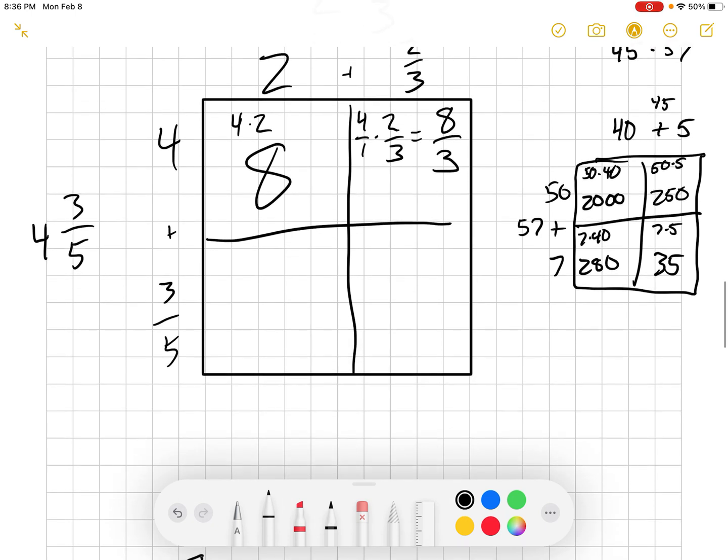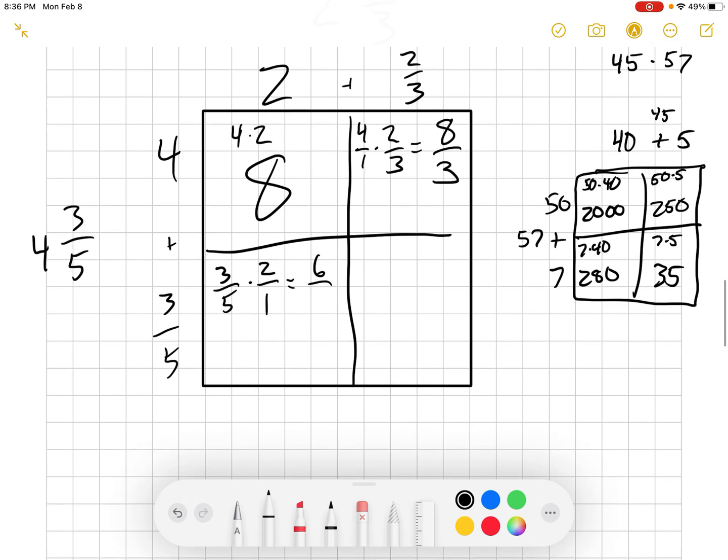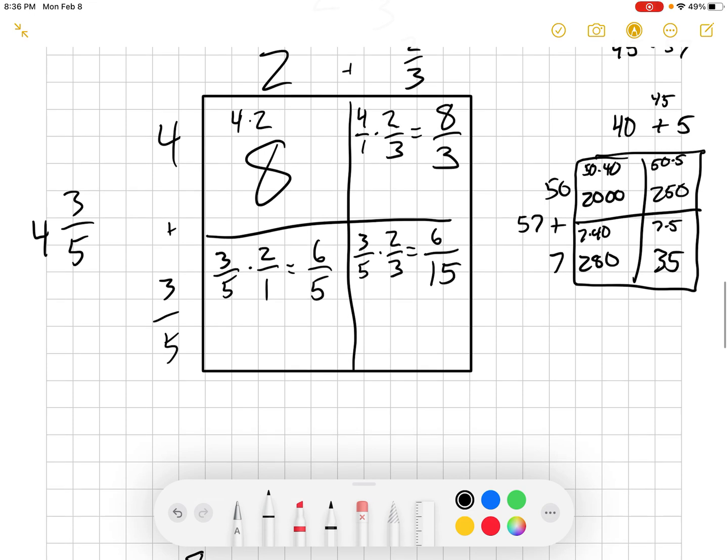Then we're going to go to the lower left, and that one's going to be 3/5 times 2 over 1, which will be 6/5. And then in the lower right-hand corner, we'll have 3/5 times 2/3, and that will become 6/15. Whoops. Now if we look here, we have in the upper left an 8, upper right 8/3, lower left 6/5, and lower right 6/15.